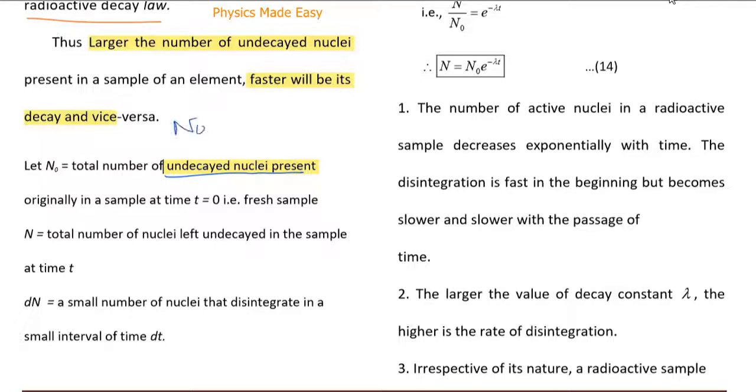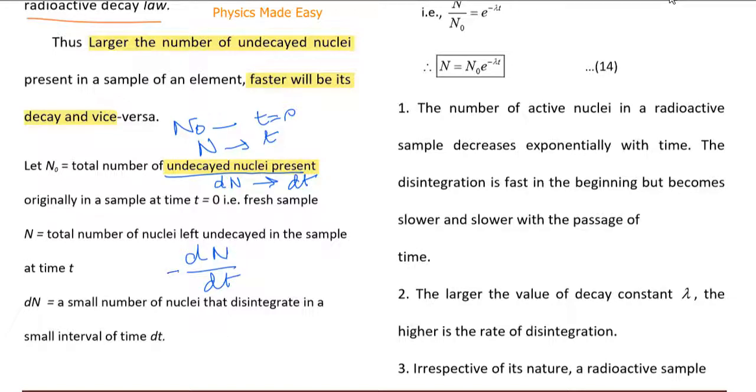N naught is the total number of undecayed nuclei originally present at time t equal to 0. Let N be the total number of undecayed nuclei at any time t. Let dN atoms disintegrate in the next time dt. It means the rate of disintegration is dN by dt.